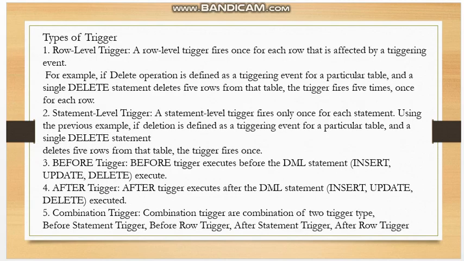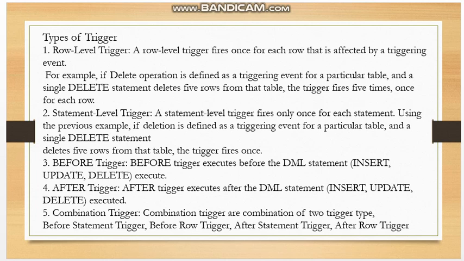Then the types of trigger. Whenever we are writing a trigger, it has multiple types: row level trigger, statement level trigger, before trigger and after trigger, and then we can have different combinations of them, which is called a combination trigger.